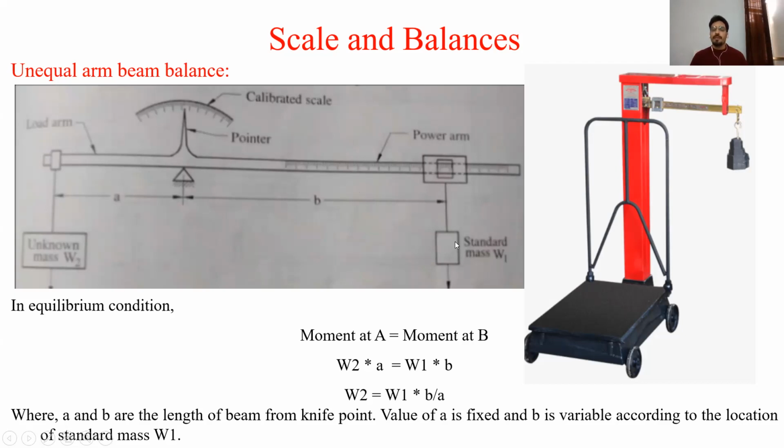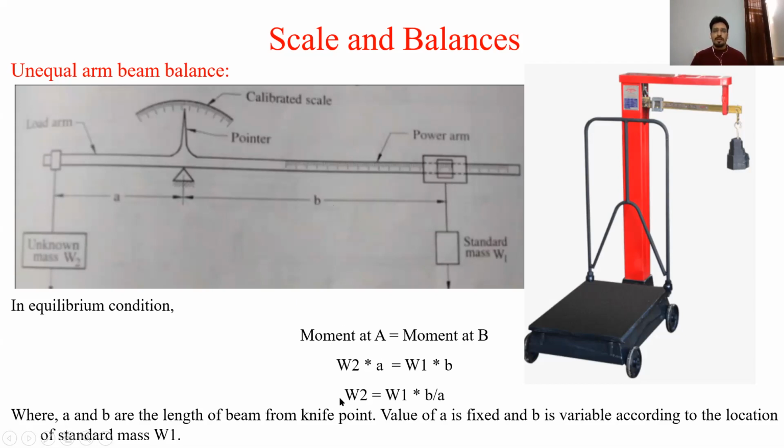It will not change every time, and this standard mass can be adjusted on the power arm, either on the left hand side or on the right hand side, according to the equilibrium condition. So how will it happen? In the equilibrium condition, the moment at point A is equal to the moment at point B. This is the unknown mass that we want to measure. So W2 into A, this is the moment at A, is equal to W1 into B, that is the weight of the standard mass into B, the distance of the standard mass from the fulcrum.